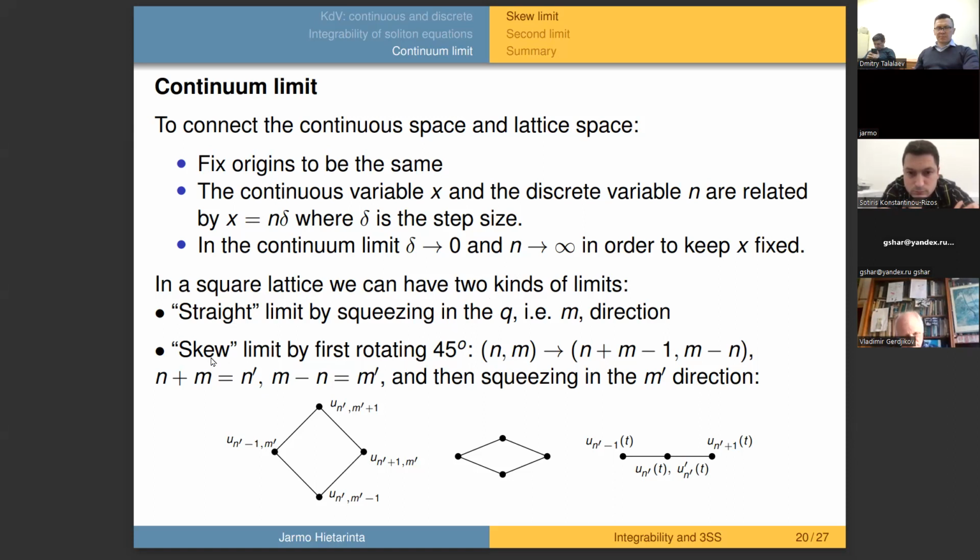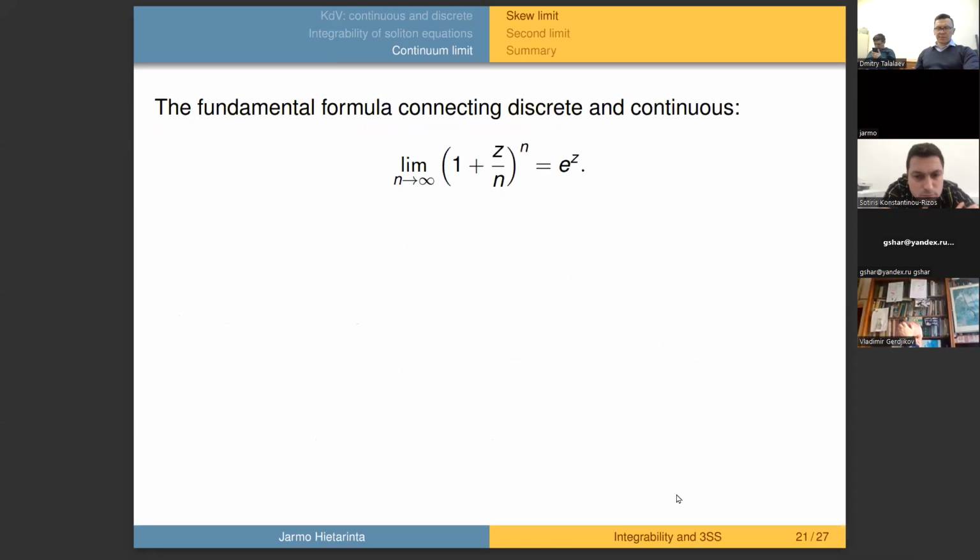But there's another limit we call a skew limit. First, you take the square and rotate, and then you make these points approach each other like this. So the result is a 3-point system, and when these approach each other, it will produce a derivative. So there's this point here, and at this point we have a u and its derivative with respect to time. Okay, so we consider this limit only.